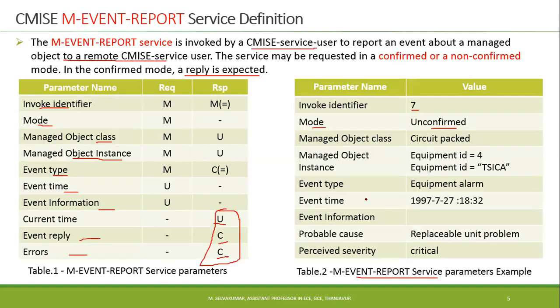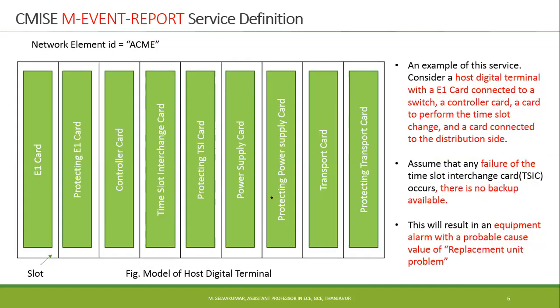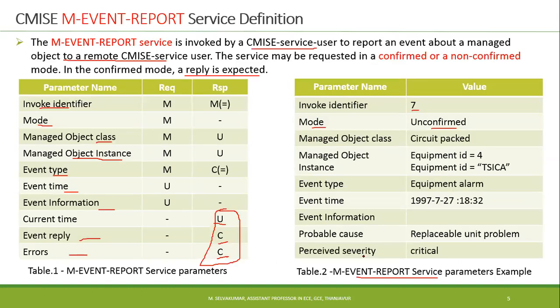Now coming to the table, see now. That is the managed object class, equipment ID is 4. Here in the slot, equipment ID is 4. Time slot interchange card 1, 2, 3, 4. Likewise, the slot will be mentioned here. And the equipment ID name is TSICA, time slot interchange card attributes.